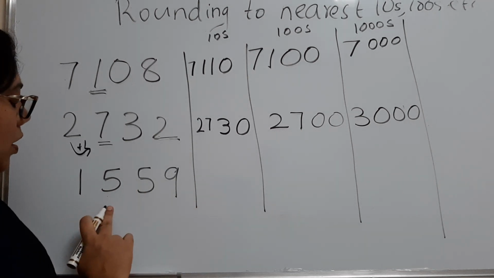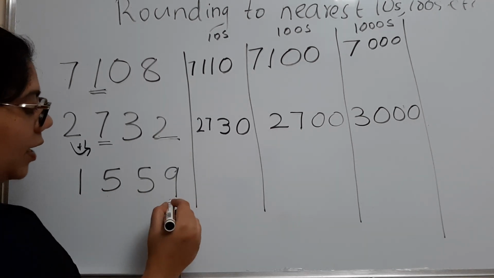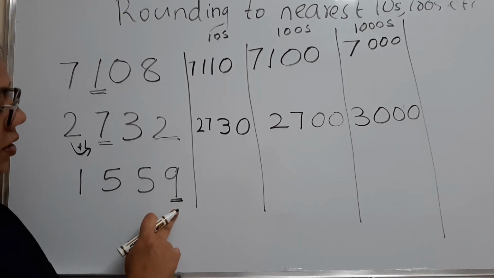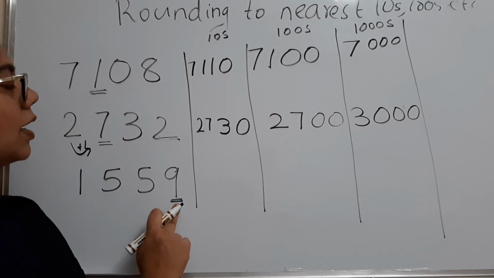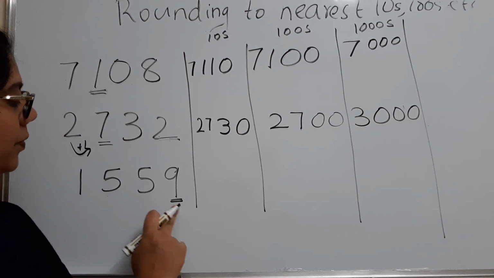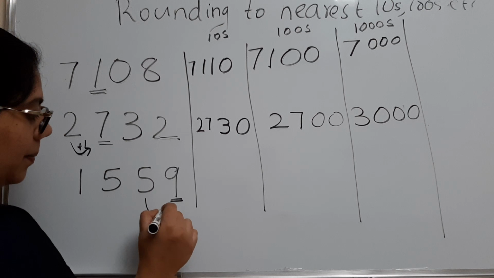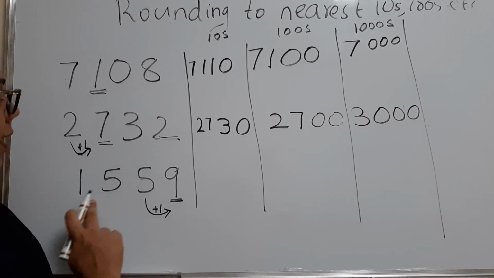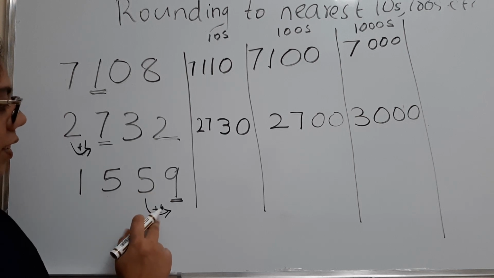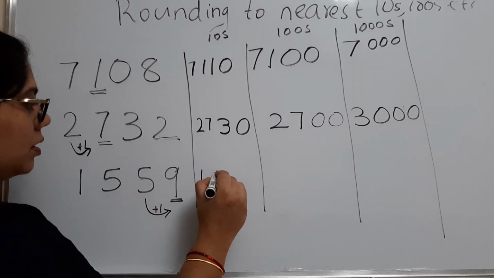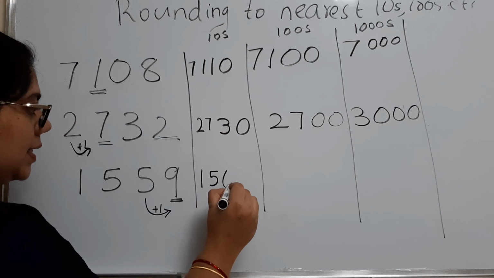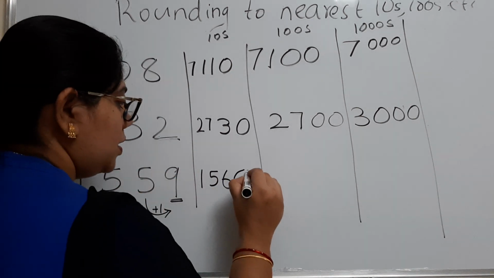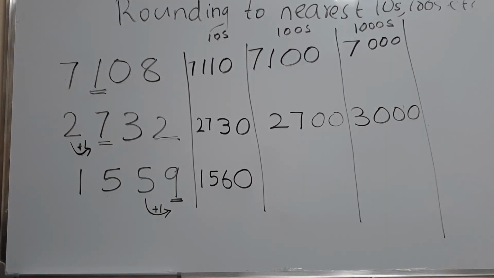Now next, rounding to the nearest tens. First we can do the number 1559. Rounding to the nearest tens, you check the ones place. Here the ones place is greater than 5, so you do plus 1. So 155 plus 1 is 156, followed by 0 in the ones place.